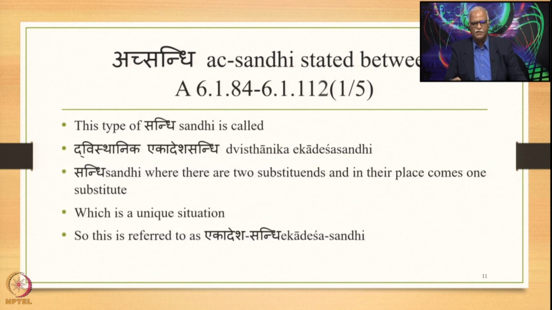Now let us look at the explanation of the second type of sandhi. This is stated from 6.1.84 up to 6.1.113. This type of sandhi is called Dvisthanika Ekadesha Sandhi. What it means is that this sandhi is such that there are two substituents, Dvisthanika, and in their place comes one substitute, Ekadesha, which is a very unique, very peculiar kind of situation. And that is the reason why this sandhi is generally referred to as Ekadesha Sandhi. Two substituents and one substitute. That is why this is referred to as Ekadesha Sandhi.